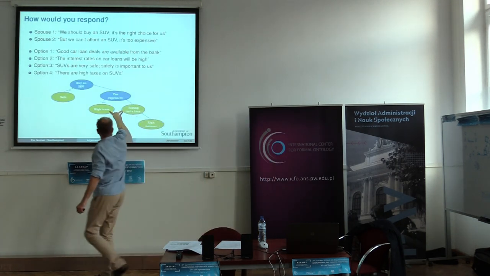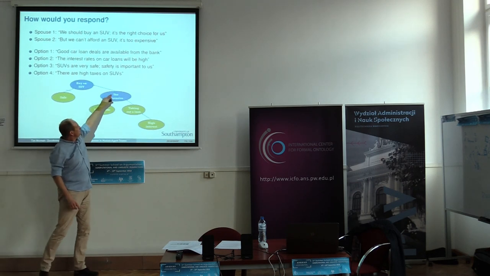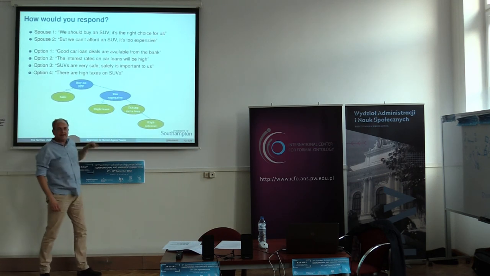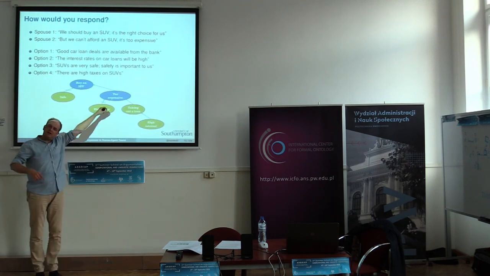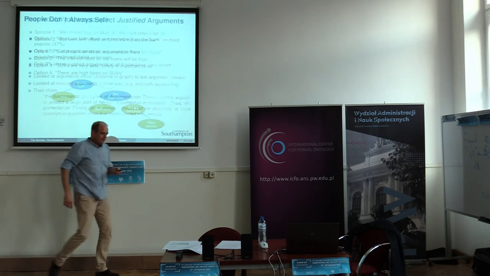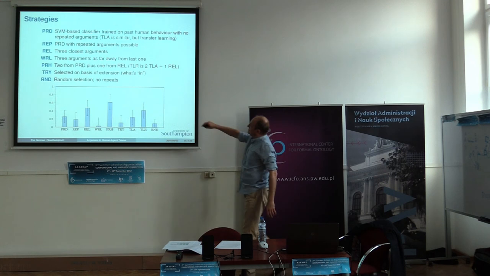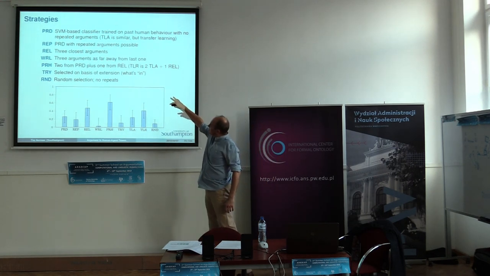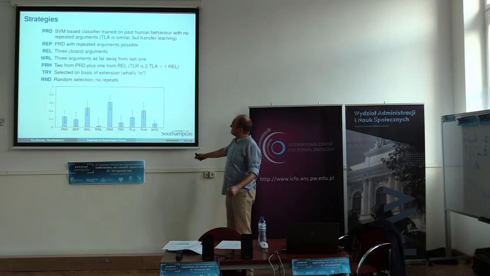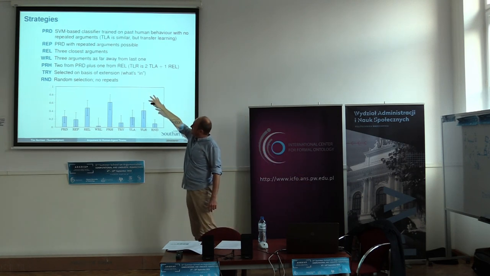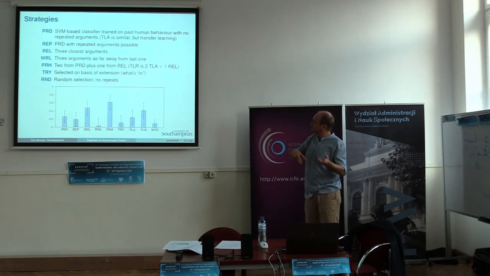So the closest arguments, these two. High taxes supports too expensive, taking out a loan attacks too expensive. Okay? So those are the most relevant arguments to the last one, the fourth. And then a combination, so it's also sort of three arguments as far away as possible. Two from the predicted one, plus one from relevance, etc.